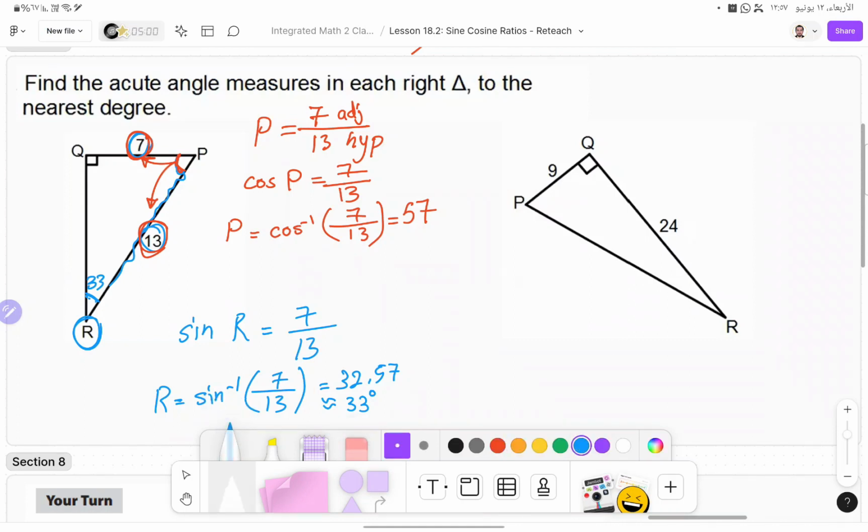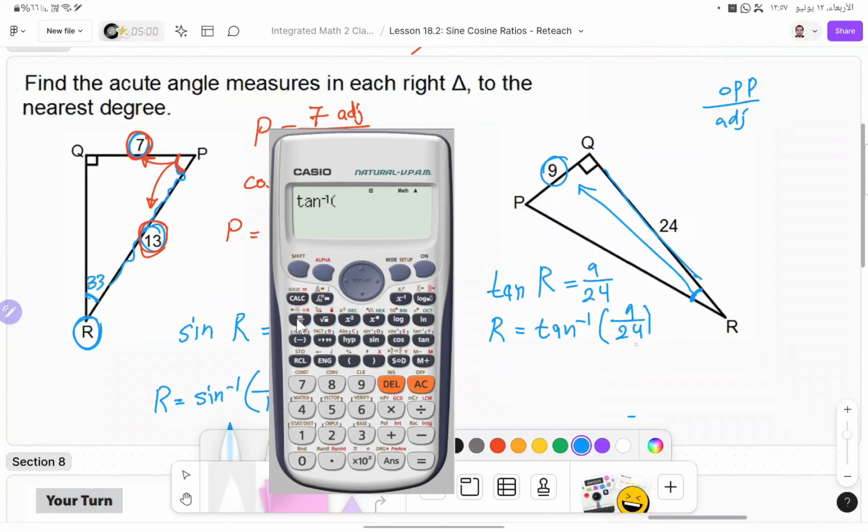Now let's do the same thing for the other triangle. As you can see, angle R. What's the relationship between R and 9? It's opposite, and this side here is the adjacent. Opposite over adjacent. Which trigonometric ratio? Yes, it's tangent. So tangent of R is equal to 9 over 24. So R is equal to inverse tangent of 9 over 24.